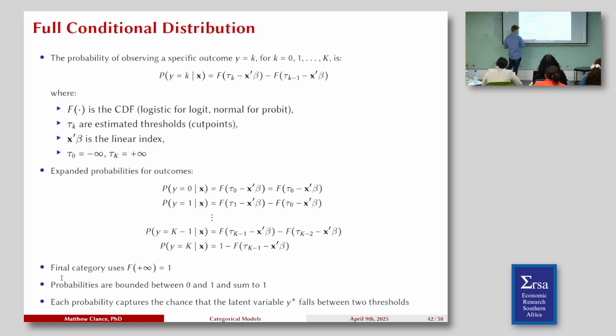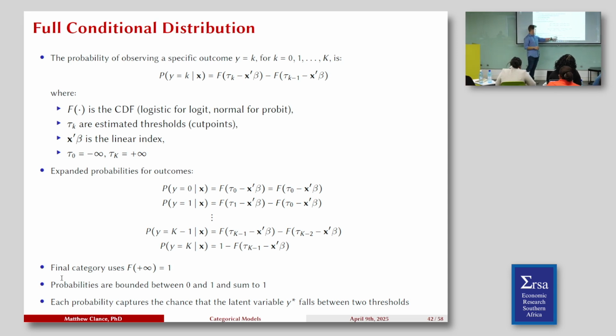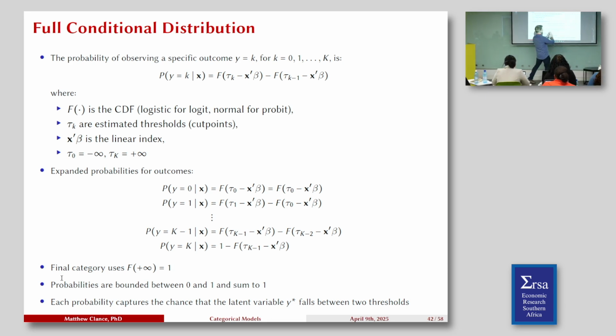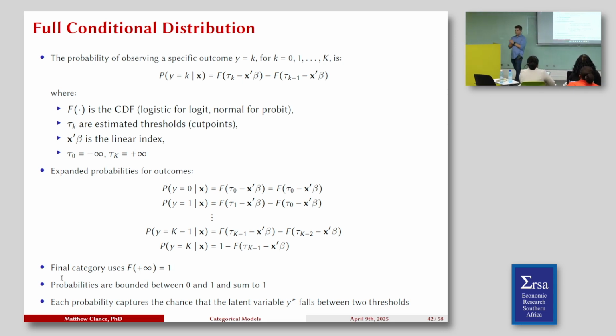In the very last tau, however many we have, the final category uses this particular functional form, so it's equal to 1. So the probabilities are going to be bounded between 0 and 1, and we know that the sum is going to be equal to 1. Each probability captures the chance of the latent variable falling between the thresholds. So this is what we're concerned with, where the probability is going to lie. We just need to know where these thresholds are, so that we know what the probability is capturing of that continuous latent variable.